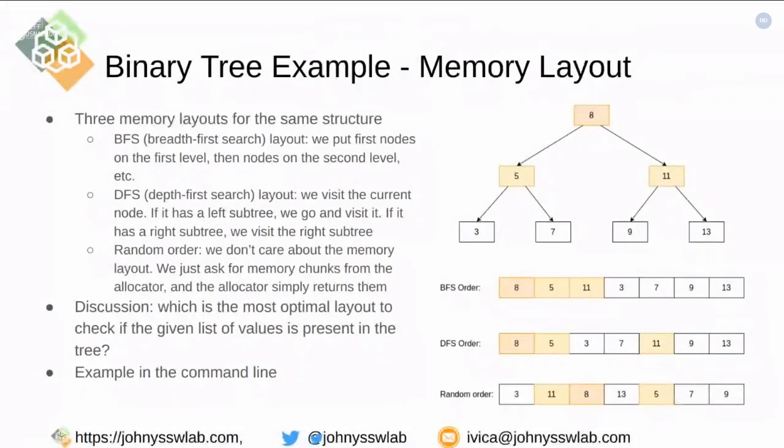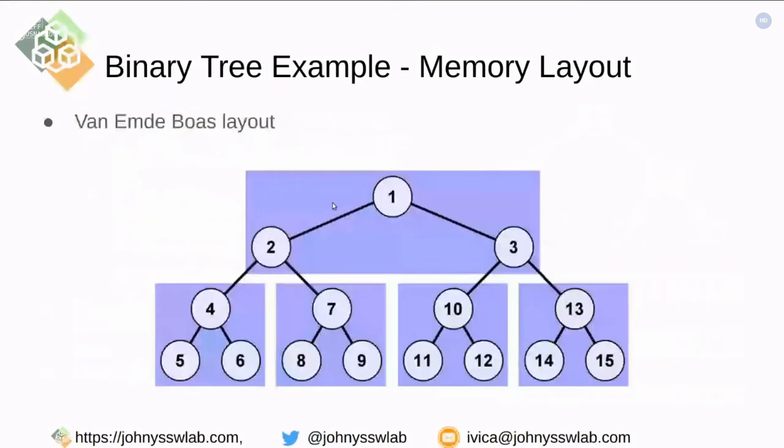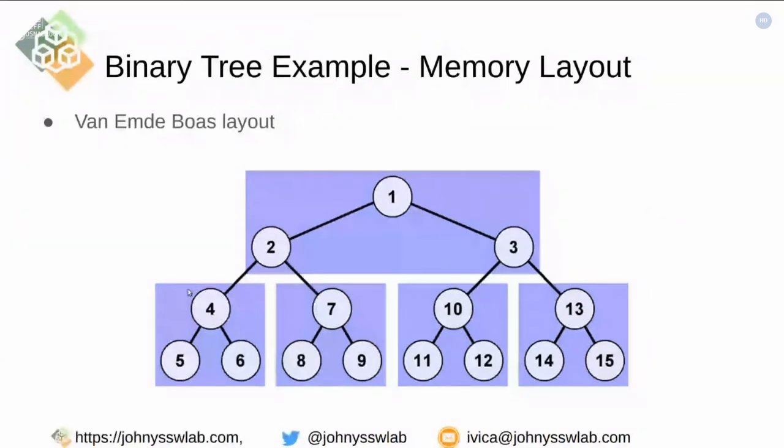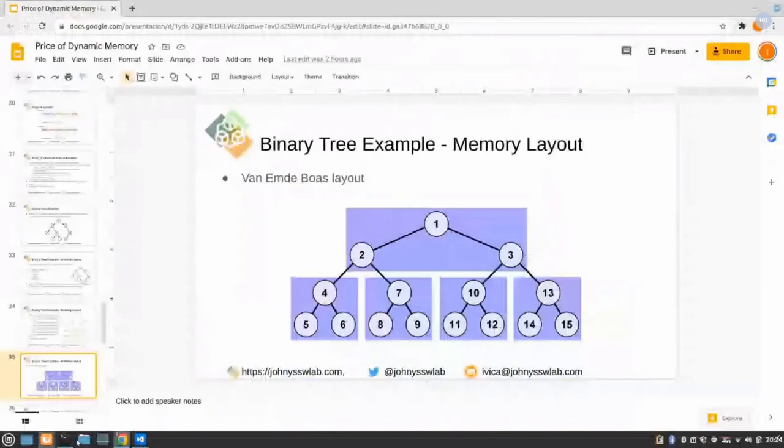Okay, so yesterday I figured out there is an even better way to do it. It's called van Emde Boas layout. So what does that mean? When you're allocating root, you're also allocating two consecutive chunks. So you're allocating 1, 2, and 3. So when you're accessing 1, you get 2 and 3 for cheap. Again, on the next level, 4, 5, and 6, if you're allocating 4, 5, and 6, you'll get them cheap. So I figured this out yesterday. I read about it and I implemented it. So this thing is even better.